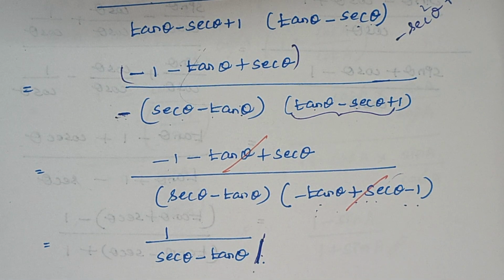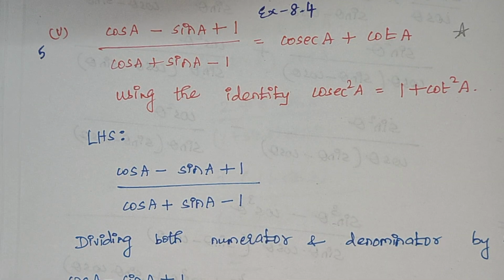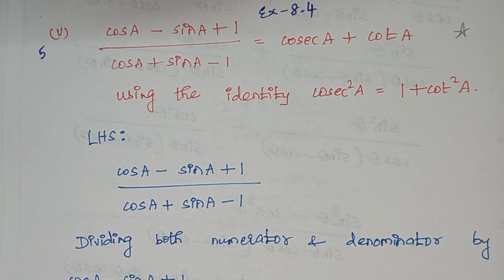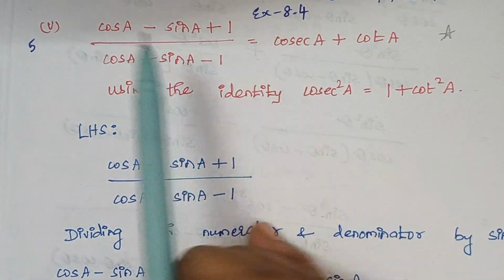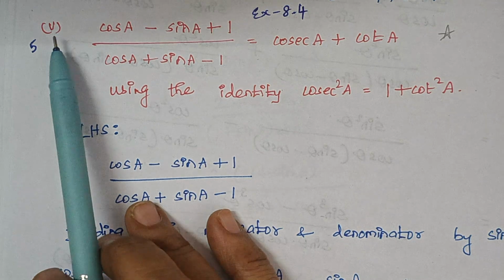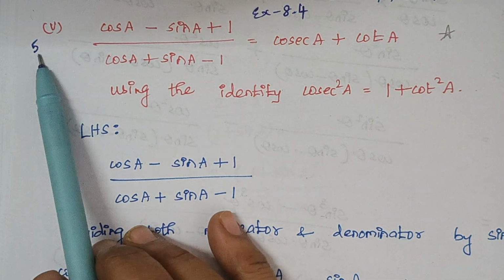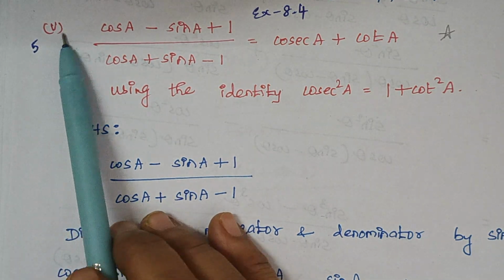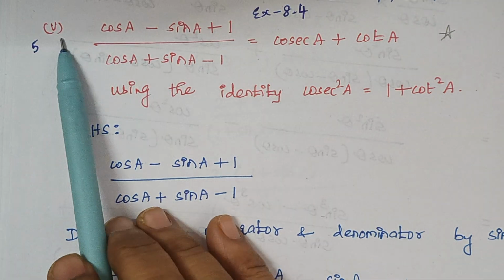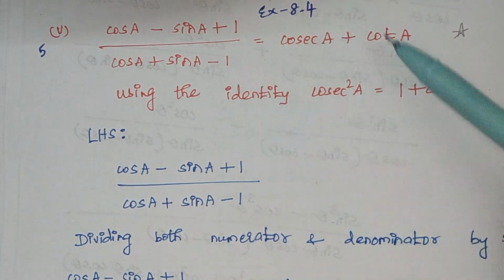Right, now we are going to solve the same type of problem which is in your exercise. So you see, we are having the same type of problem in exercise 8.4, and this is the problem that comes under the fifth problem, and it is the fifth part. Right, under the fifth problem, this is the fifth part, and this is the sum.